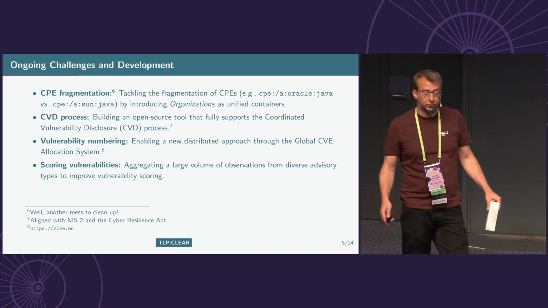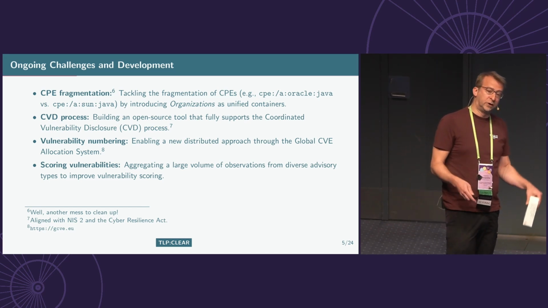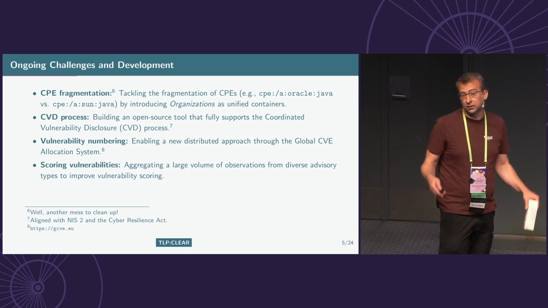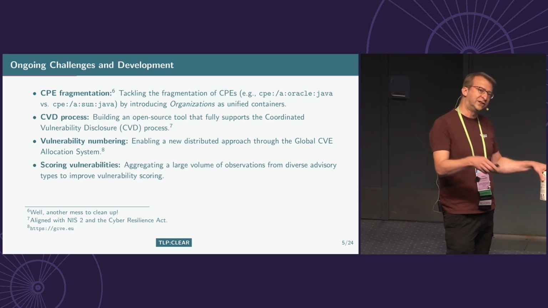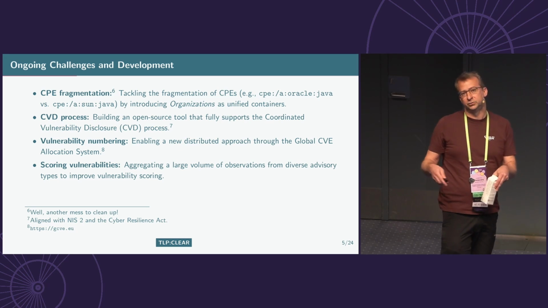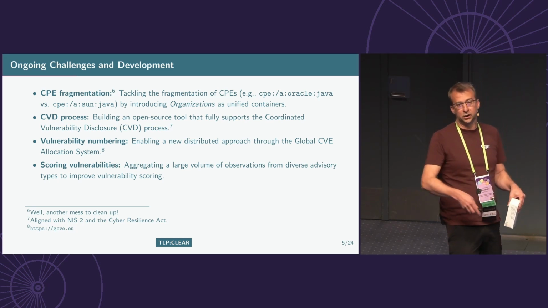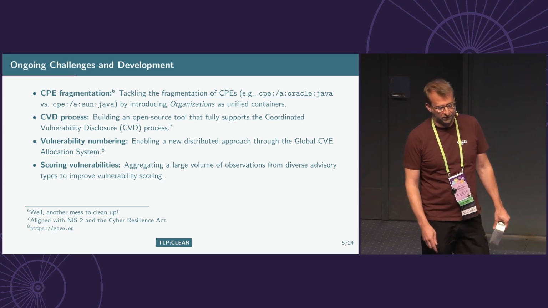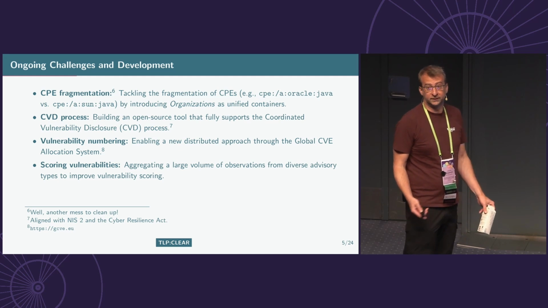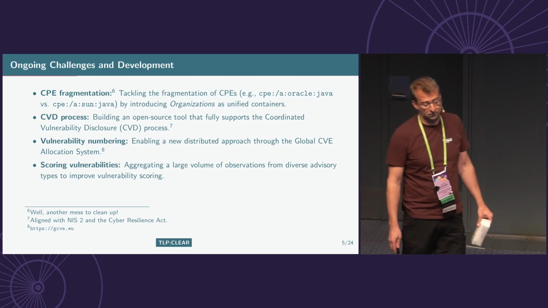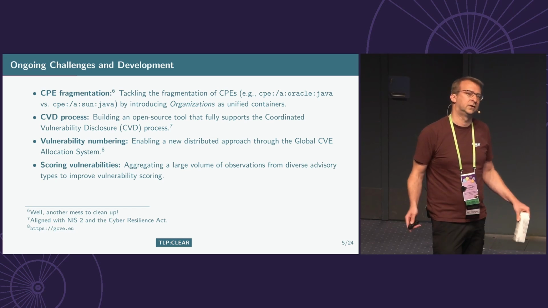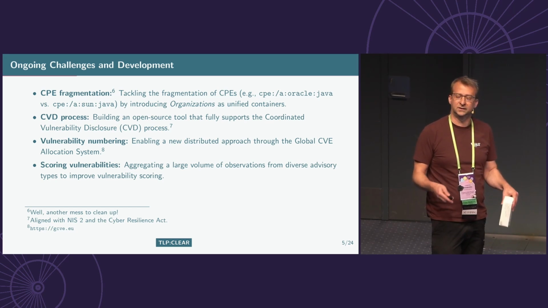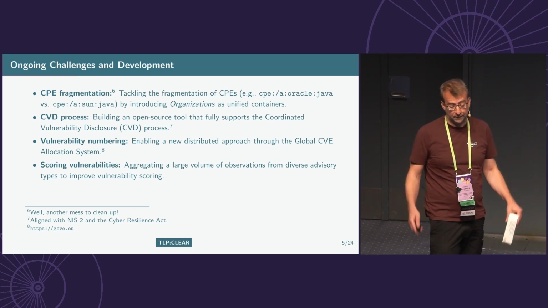Another thing that we introduced in the tool, and it's still an ongoing process but it's actually working, is a coordinated vulnerability disclosure process. We integrated it into the tool. So in addition to doing lookups, we are able to handle the CVE process from the reporting to the publication of the vulnerabilities. Another thing that we have seen in the past year is vulnerability numbering. You have multiple identifiers across vulnerability sources, and that makes sense.